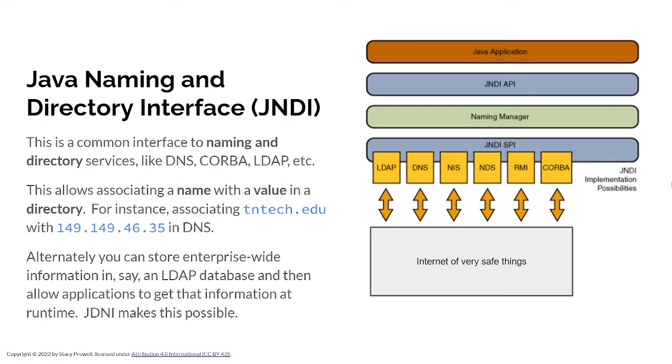And so you can see the stack over here on the side. Here's my Java application. I talk to the JNDI API, Java Naming and Directory Interface. That talks to some naming manager, something, somewhere, which talks to the JNDI SPI. It's all acronyms all the way down. That then can talk to LDAP or DNS or NIS or NDS or RMI or Corba, or many others. And then those all talk on the Internet of Very Safe Things and give you back a result.